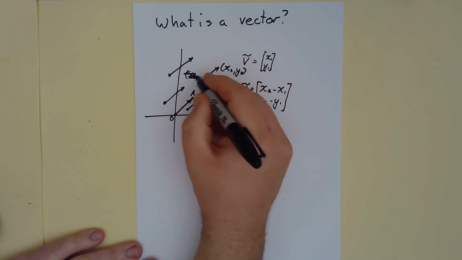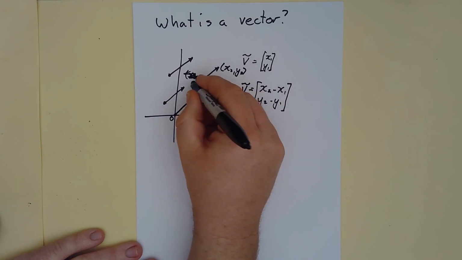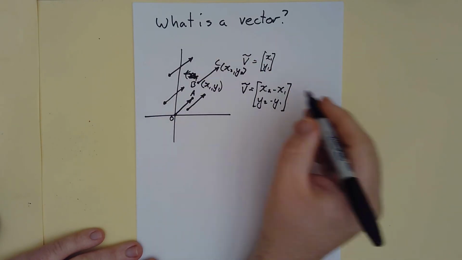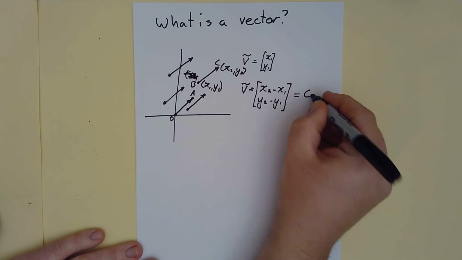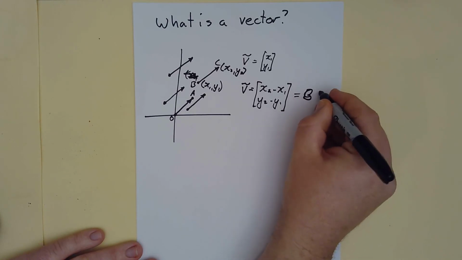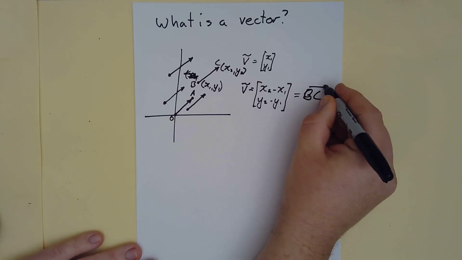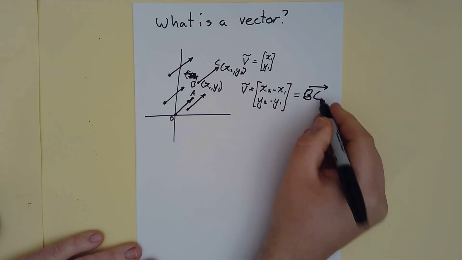And if we had these points with names, let's say that was B and C, we could say that that was also equal to BC. And again, we need the arrow to say we're going from B to C.